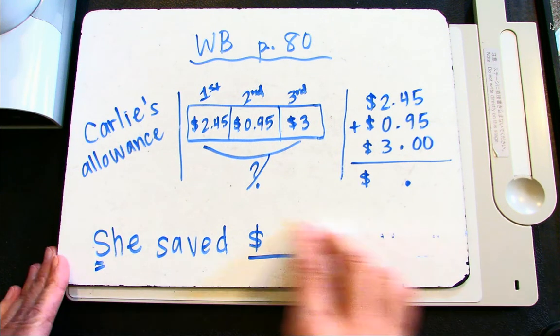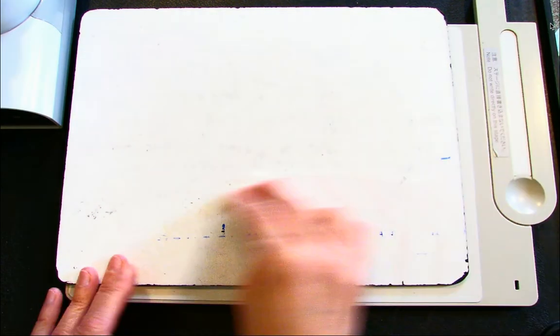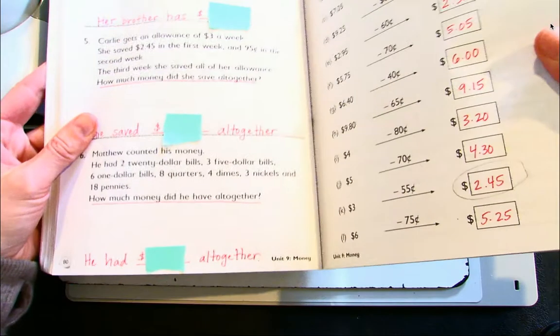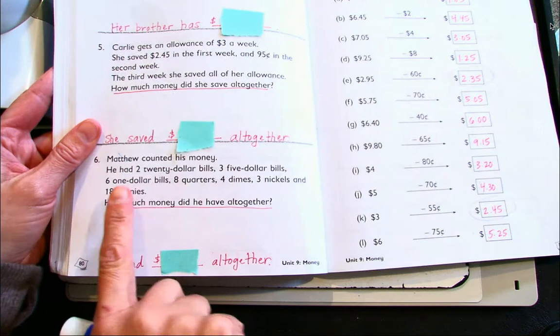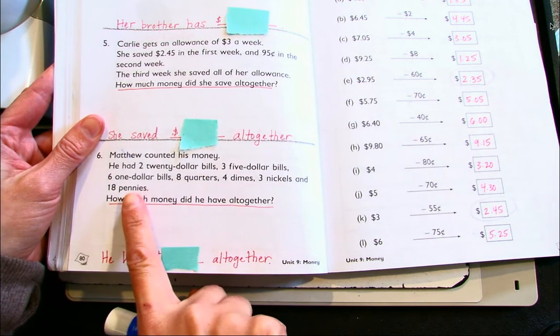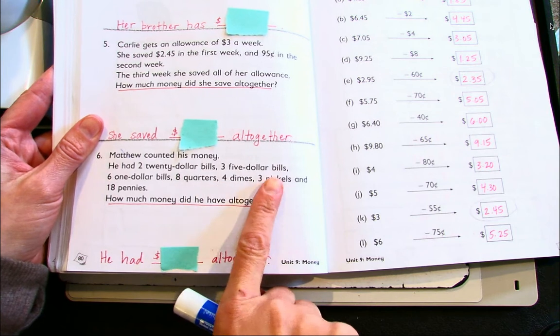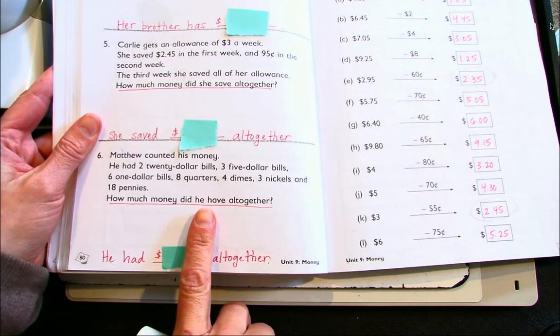But one other one I wanted to look at, and I think for this one, I'm just going to show you how to do the unit bar because I think you can make the other steps yourself. This one is about Matthew, and he counted his money. I'm looking down here, he had two $20 bills, three $5 bills, six $1 bills, eight quarters, four dimes, three nickels, and 18 pennies. How much money did he have altogether? Whew, that is a lot of money.